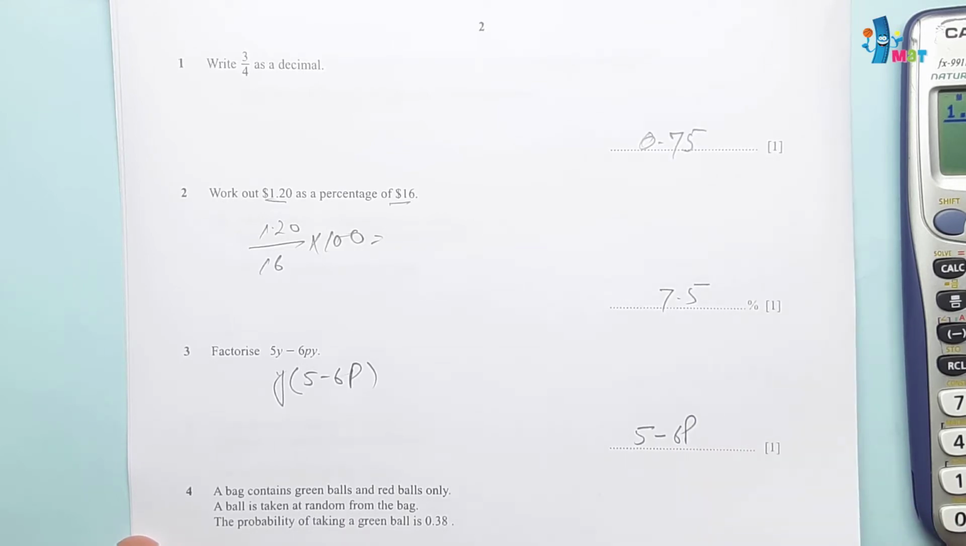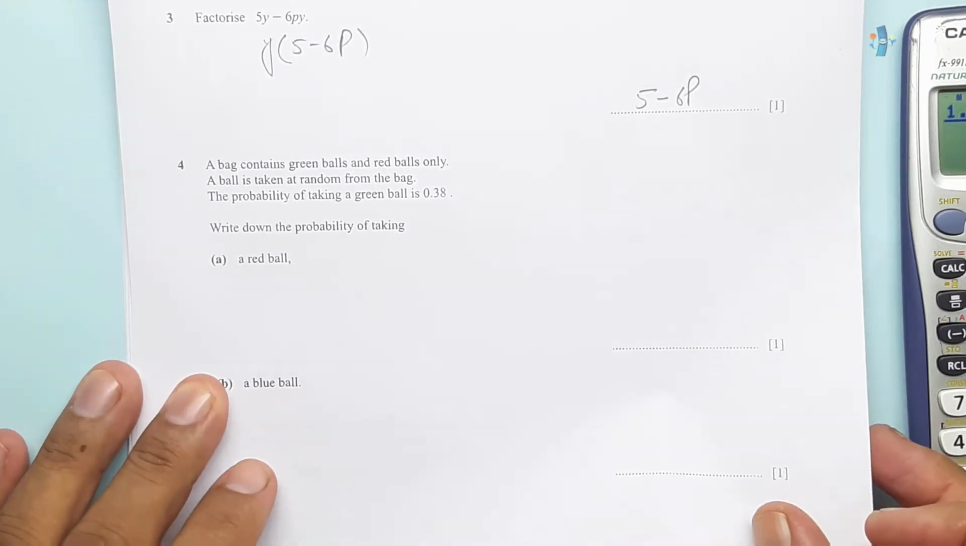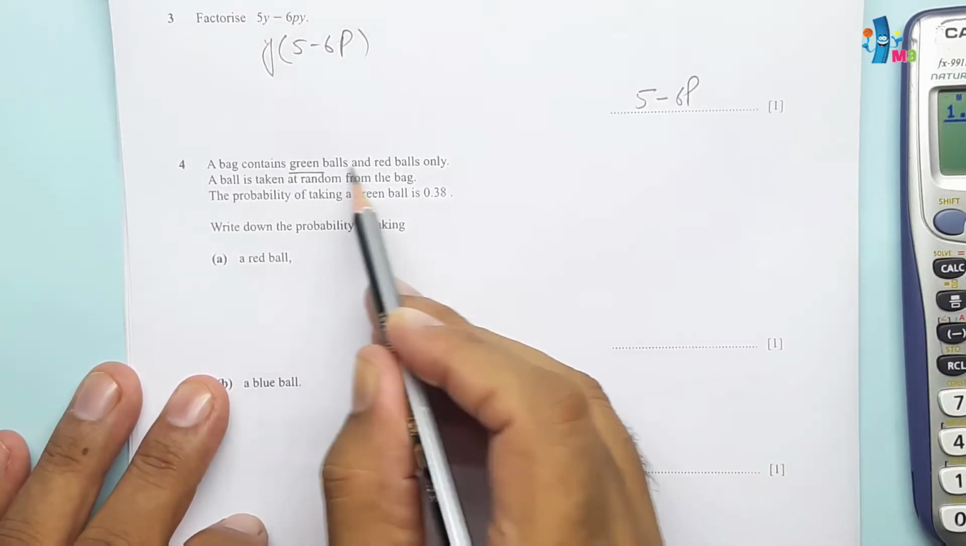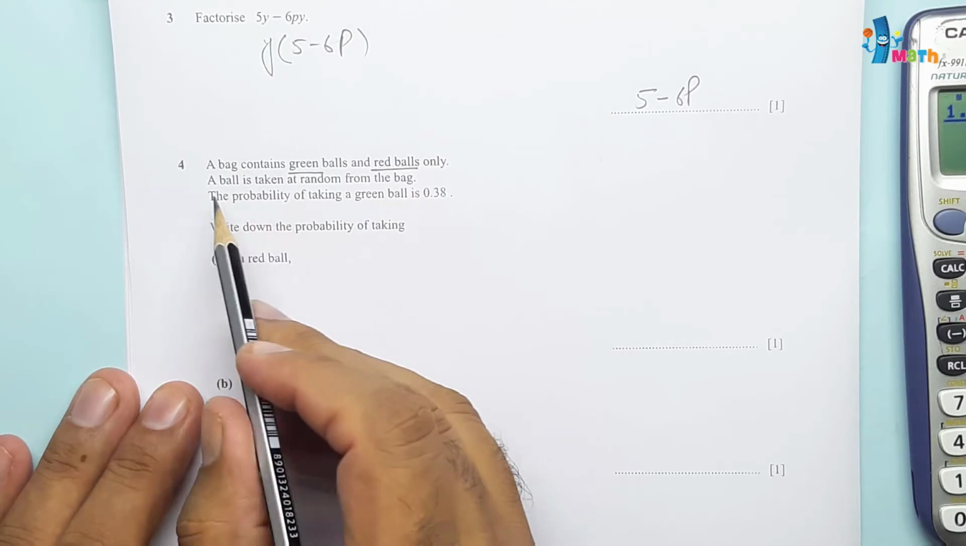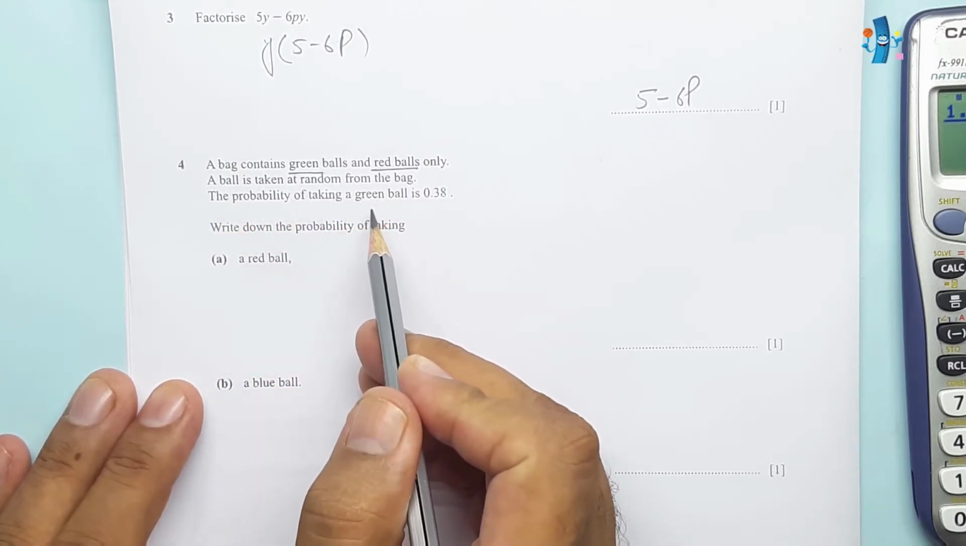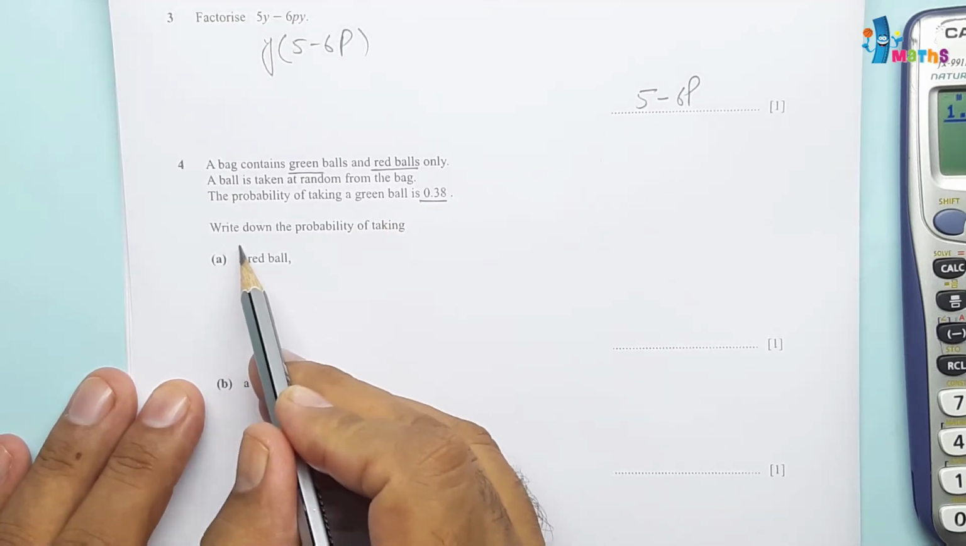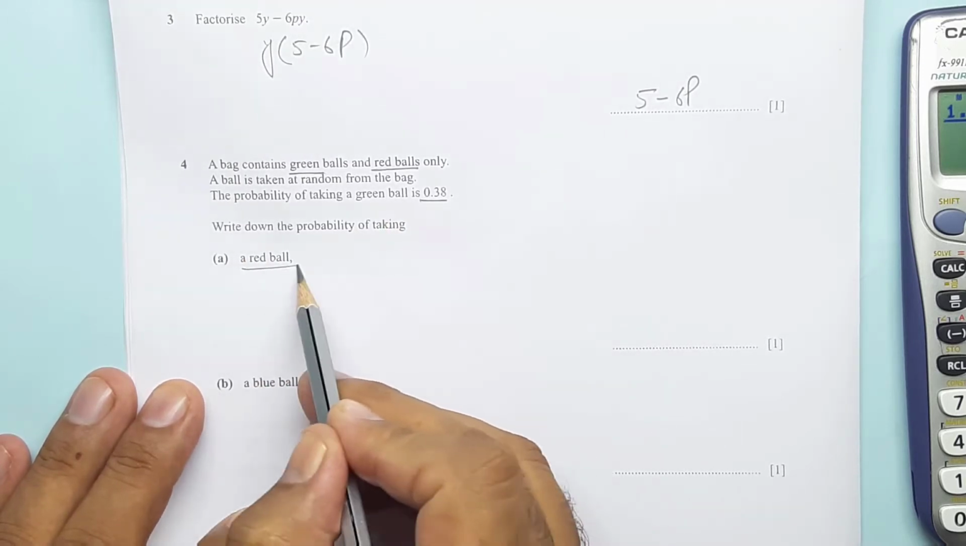Question number 4. A bag contains green balls and red balls only, only two colors. A ball is taken at random from the bag. Probability of taking a green ball is 0.38. Write down the probability of taking a red ball.